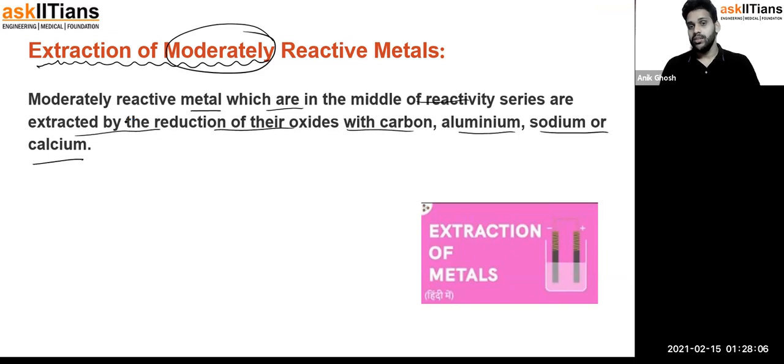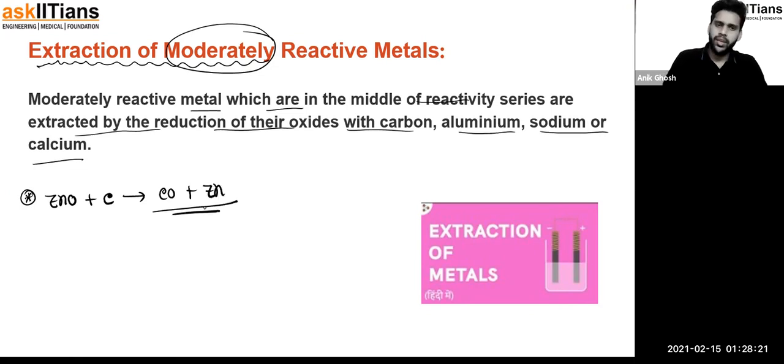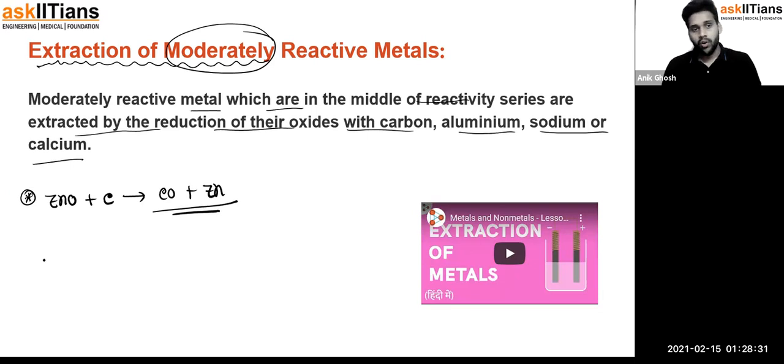So what happens is, for the low reactivity ones, as I showed you earlier, they just use coke, and you would get CO and Zn, the reduced product, the metal. So this process is called carbon reduction.